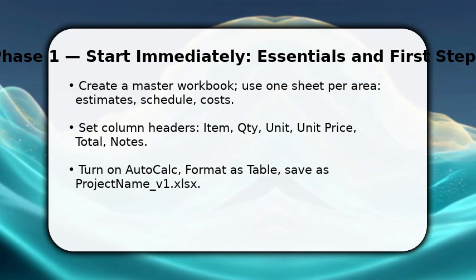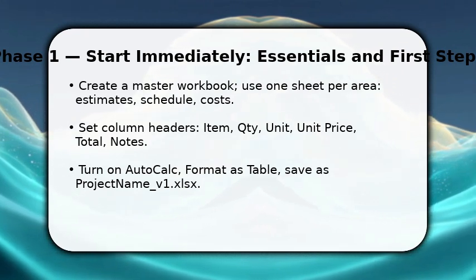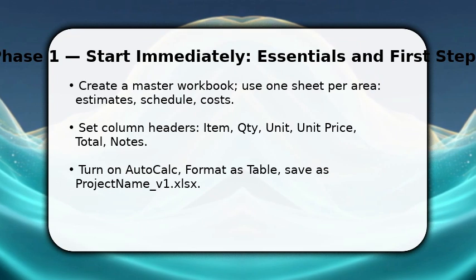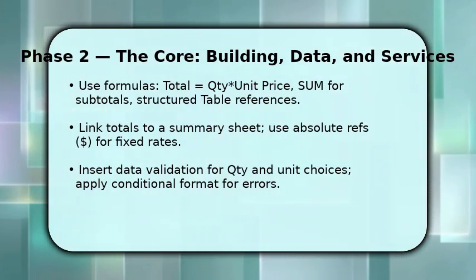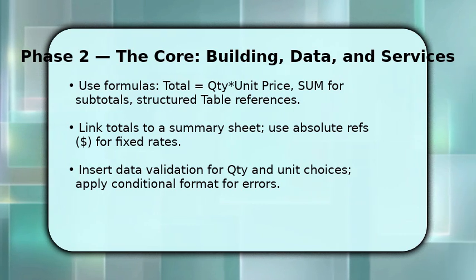Now populate line items and apply formulas. Enter total as QTY * unit price and use SUM for subtotals. Structured table references make ranges robust when rows change.